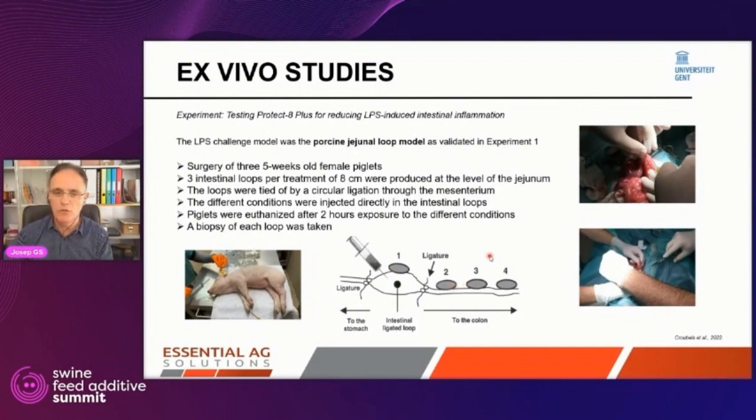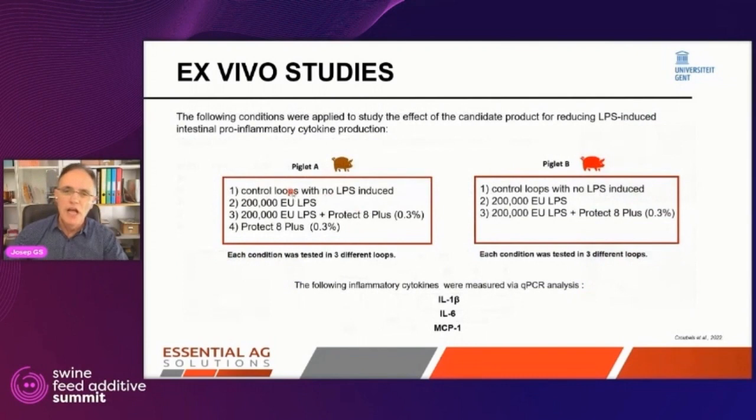So this is the model we use to test our product, and these are the treatments that we use on both piglets. Each one of the piglets, of course, has several of these loops. So we tested all treatments, pretty much the first 3 treatments we tested in each one of the piglets, and at least in 3 different loops in each one of the piglets. So the treatments were control without any LPS, very high dosage of LPS, 200,000, because we had done a previous test and we saw that that was the dosage, the contamination we needed from LPS to trigger a response, in this case, to use the model.